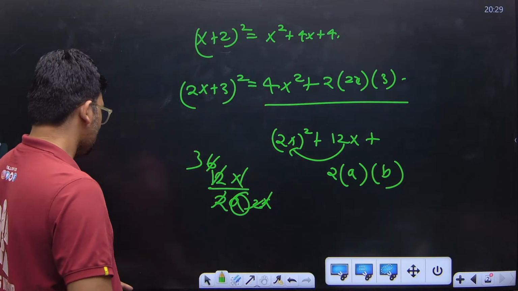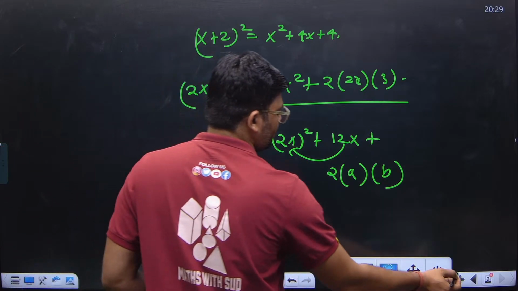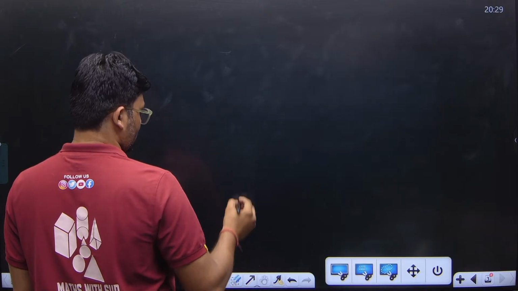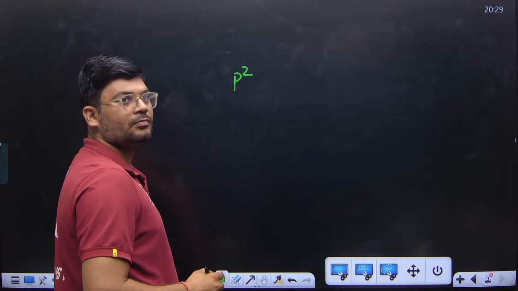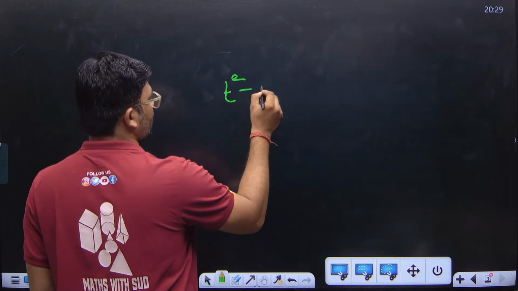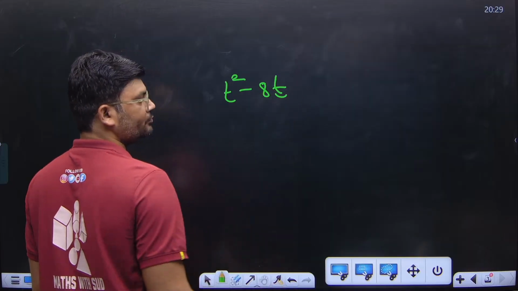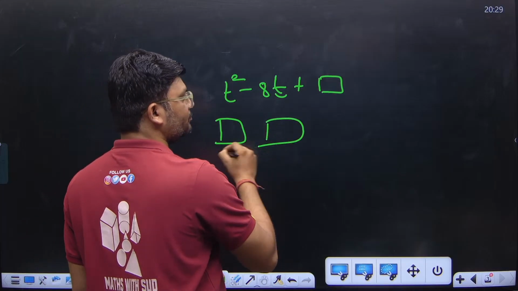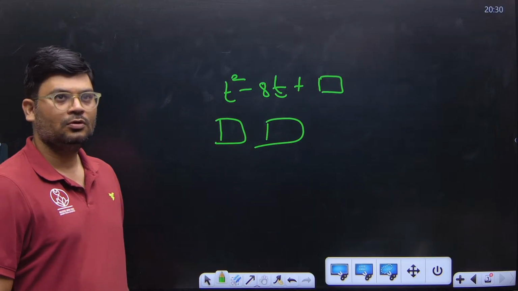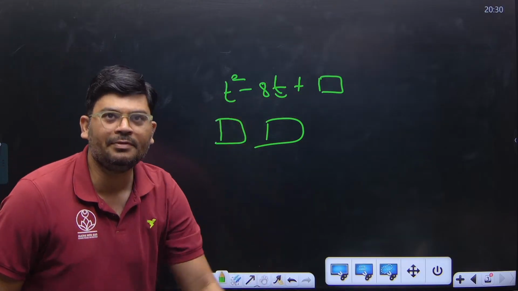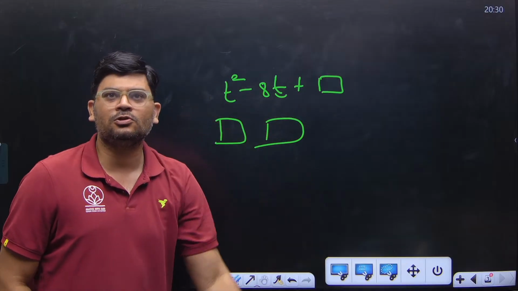Can you tell me the question, beta? What is the question there? T square minus 8t plus blank. So are you being given some options? No. You have to fill, right? You tell me, beta, what should I add so that it becomes a whole square?